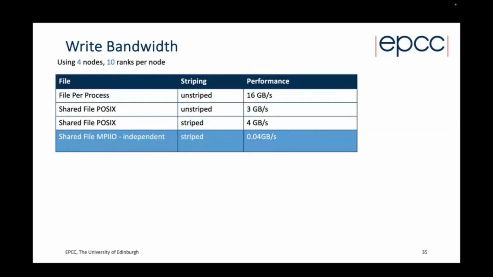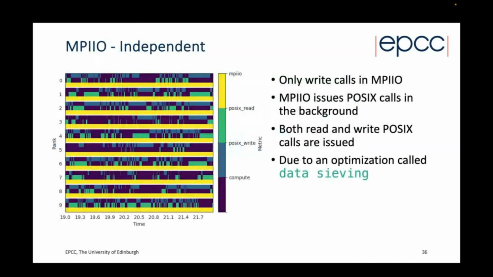So let's run it. Let's check the independent one. Look at performance, and it's abysmal. It's really, really slow. So let's check and see why. We can look at the tracing data. Here I'm plotting, as a function of time, what each rank is doing. The white strip means that all the ranks are spending time doing MPI-IO writes.